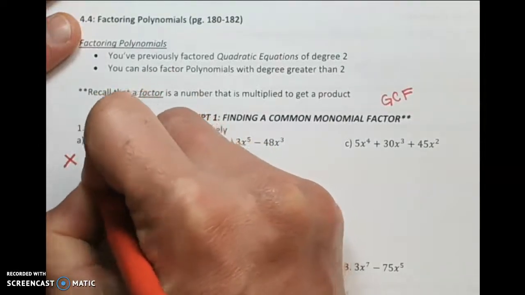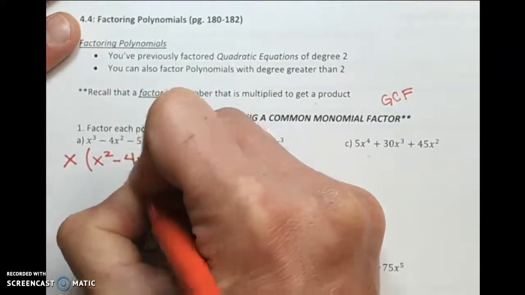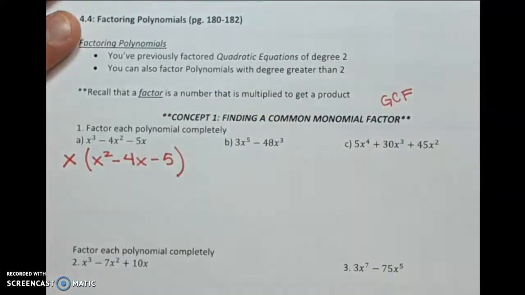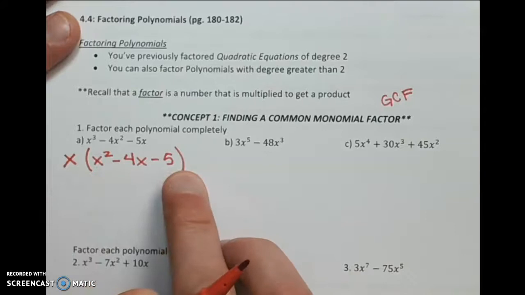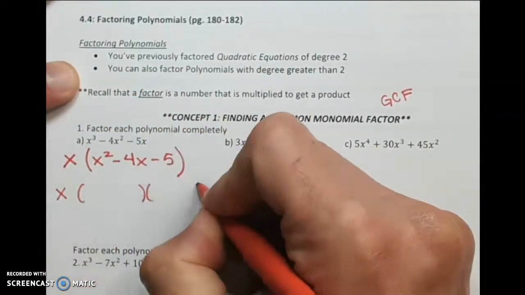X times what is x cubed? X squared. X times what is negative 4x squared? Negative 4x. X times what is negative 5x? Negative 5. And then I look to continue to factor. Trinomials factor to two binomials. I'm bring it up like this.